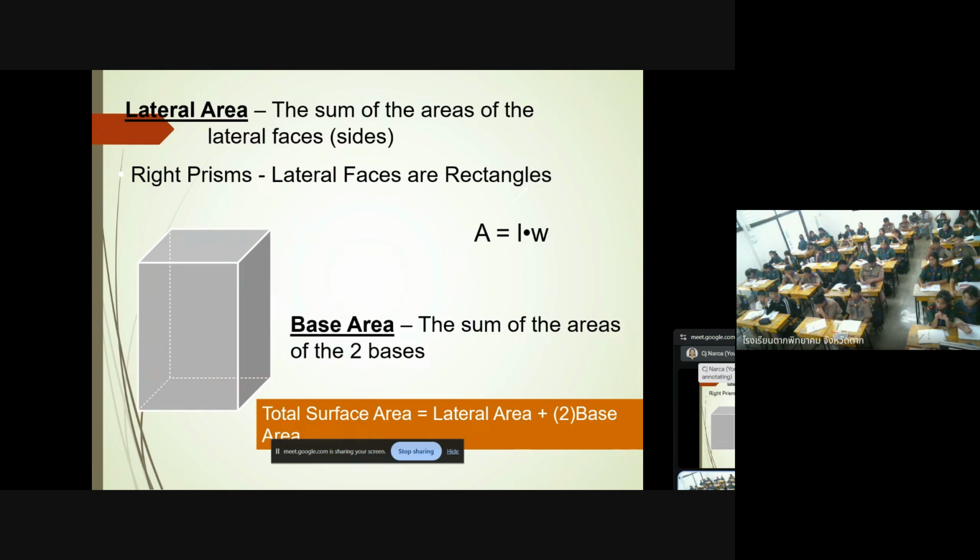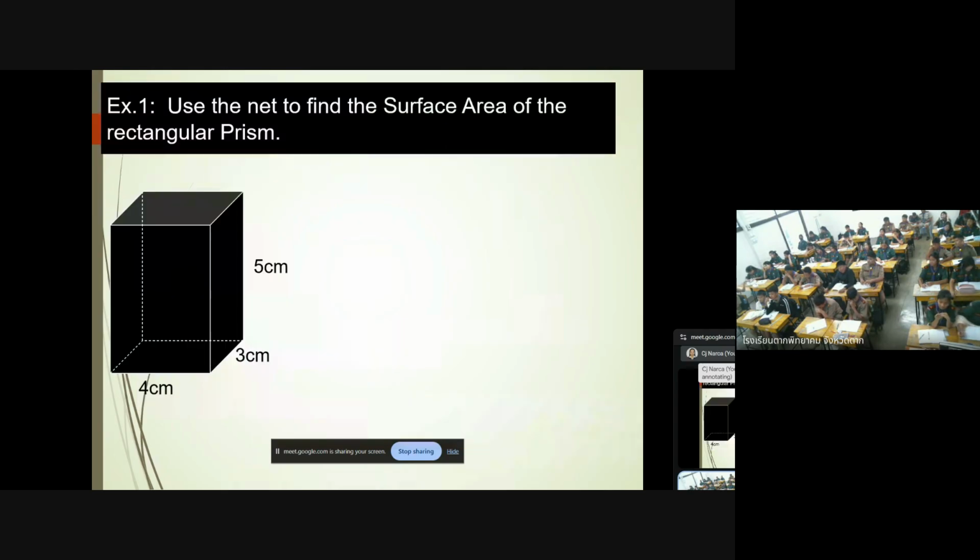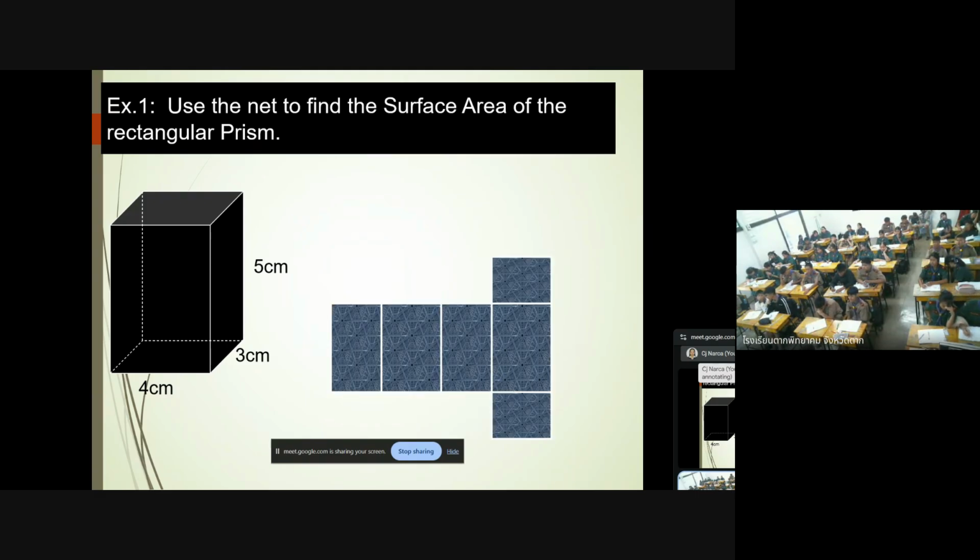Remember the formula: lateral area and the base area. Okay, let's have an example. Let's find the total surface area by doing a net. What is a net? Repeat after me. Net. Net. This is the spelling for net. When you open the 3D object, you can analyze what is the base and the lateral faces. This is the net. When you open the 3D object, remember the lateral faces are 4, and then 2 bases.